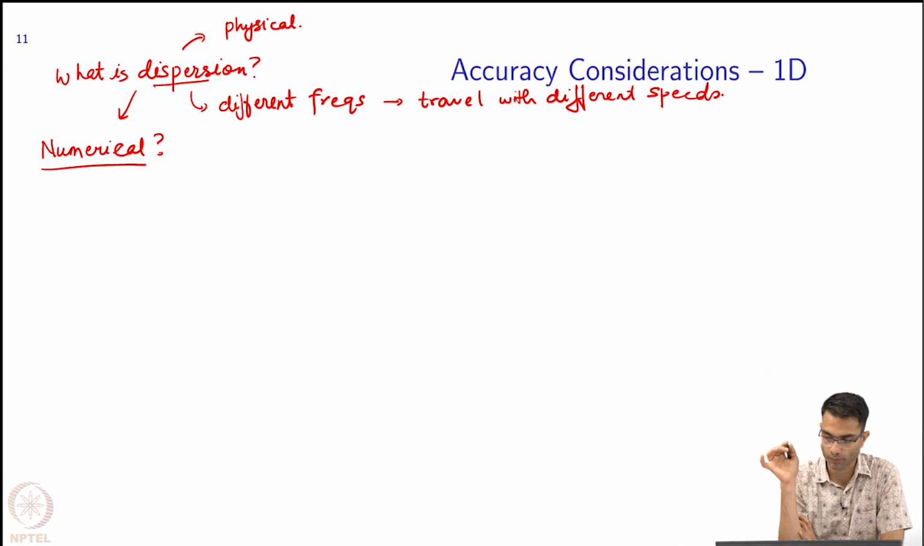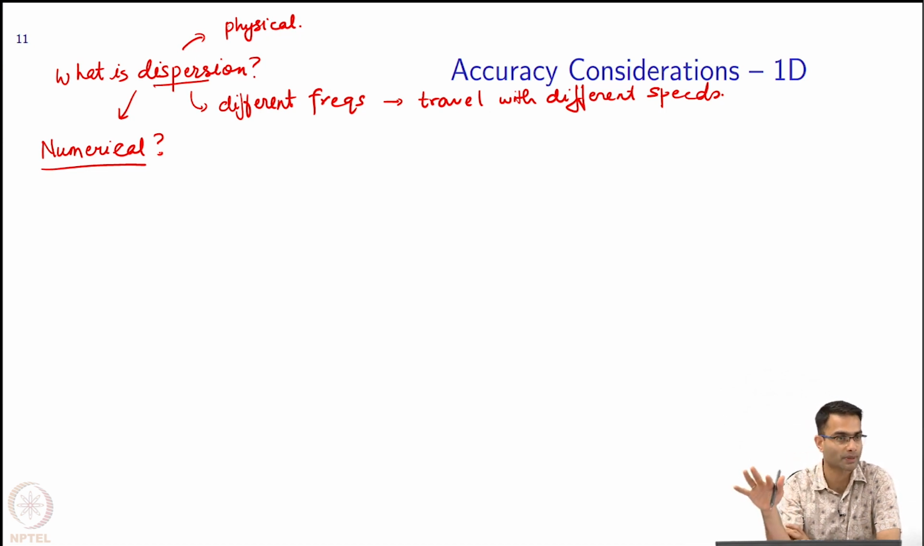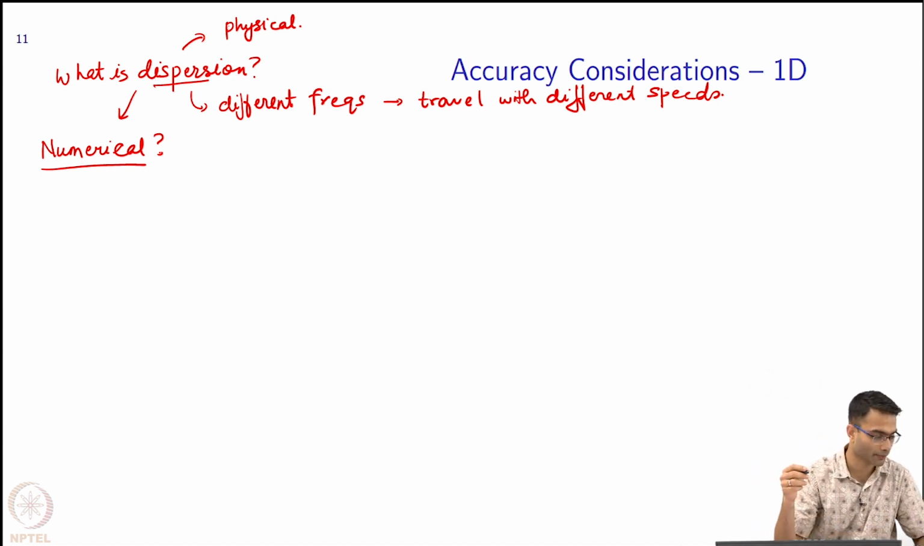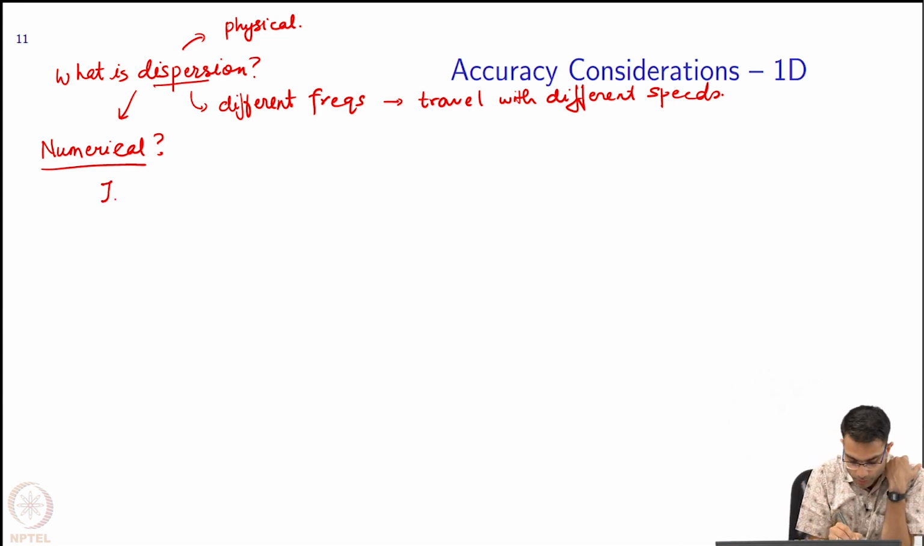So, in general that tends to destroy the accuracy of your calculation. If your waves are traveling at different speeds, whereas physically they should travel at the same speed, then that is what is called numerical dispersion. So, we will explore now under what conditions does this numerical dispersion happen and when does it not happen. Okay. So, let us first look at the true solution.